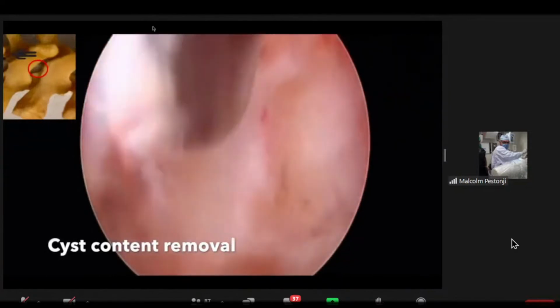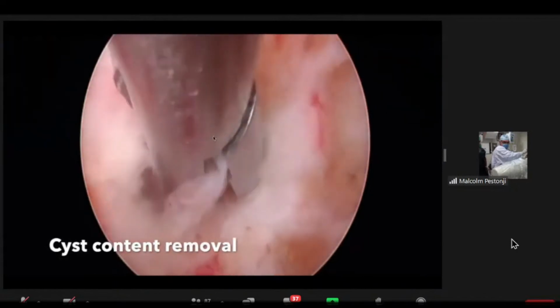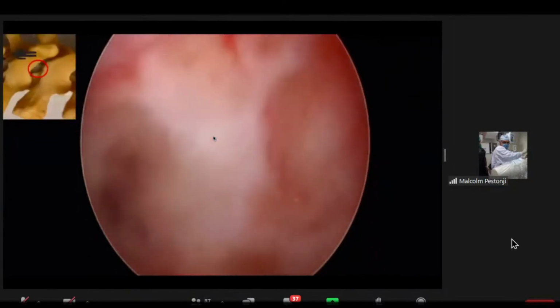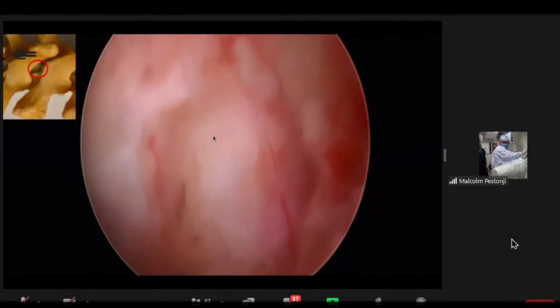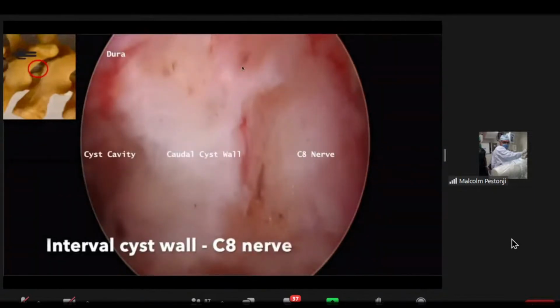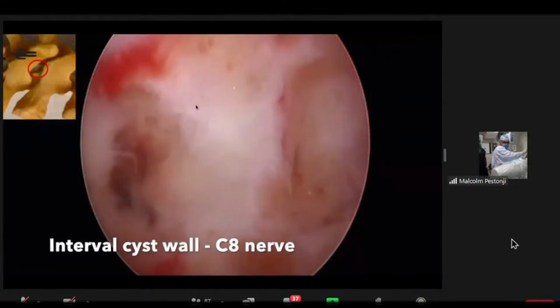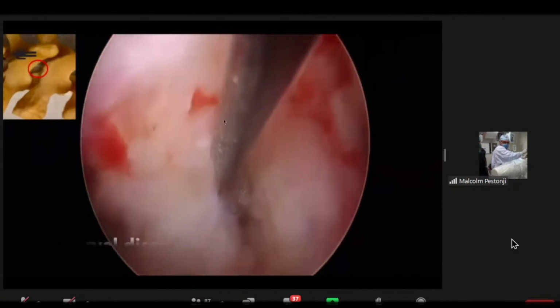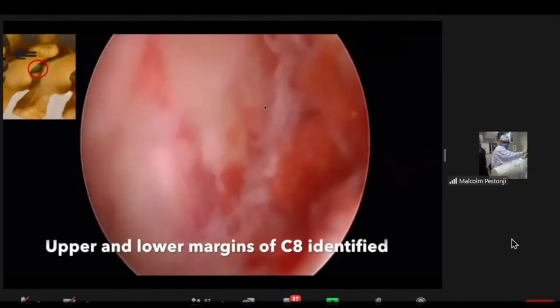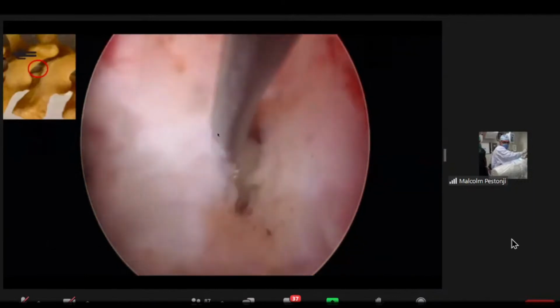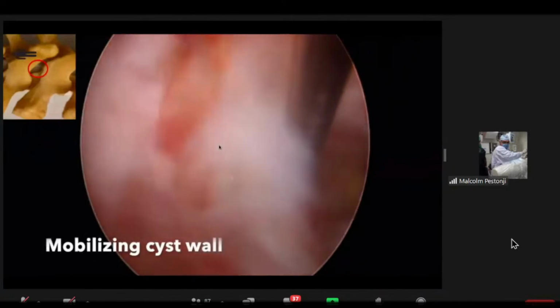On the decompression, you can see the exiting root and, at the 12 o'clock position, the dura. Also the lower part is tight. The cyst wall is removed.